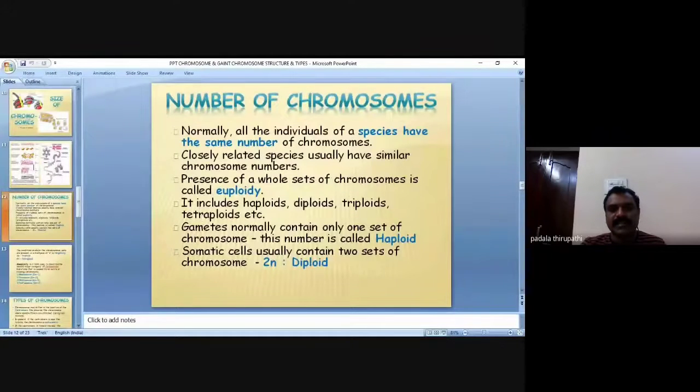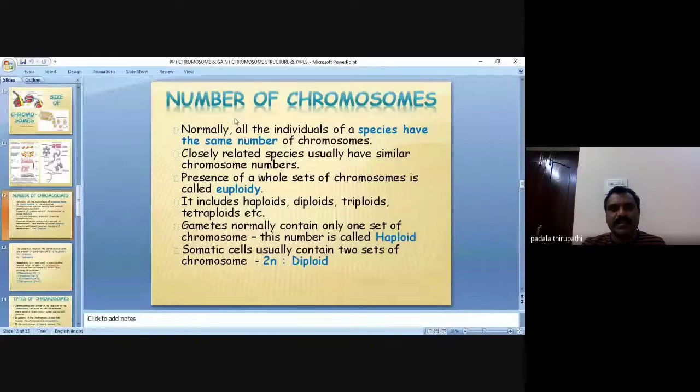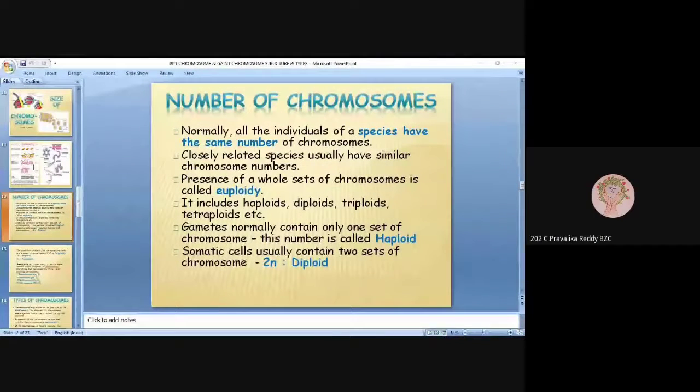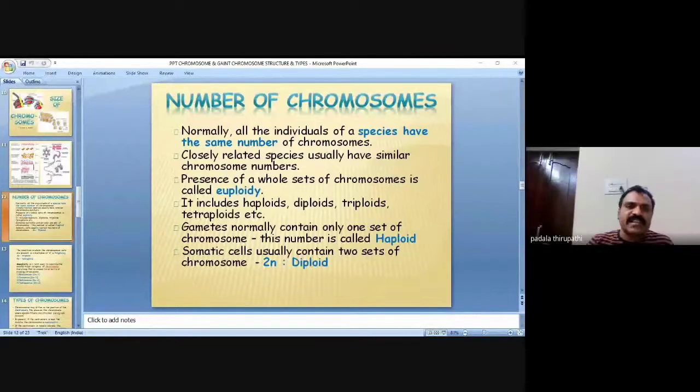So yesterday we discussed the number of chromosomes. Yesterday we discussed euploidy. Euploidy means the complete sets of chromosomes are present in the cell or nucleus. So this presence of the whole set of chromosomes we can call euploidy.